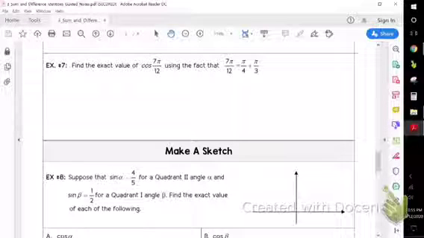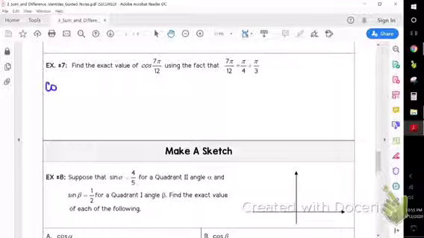Okay, in example 7, we're going to find the exact value of cosine of 7 pi over 12 using the fact that 7 pi over 12 is equal to pi over 4 plus pi over 3. So this is very similar to the last example, except you're going to use your sum of cosines formula now. So why don't you pause the video, try to set it up, play the video a little bit, make sure you get it set up, stop it again, and see if you can solve this on your own. Alright, so go ahead and start setting it up.